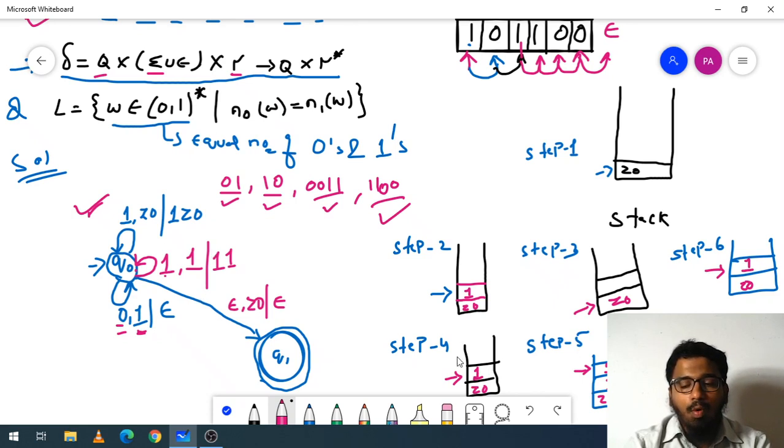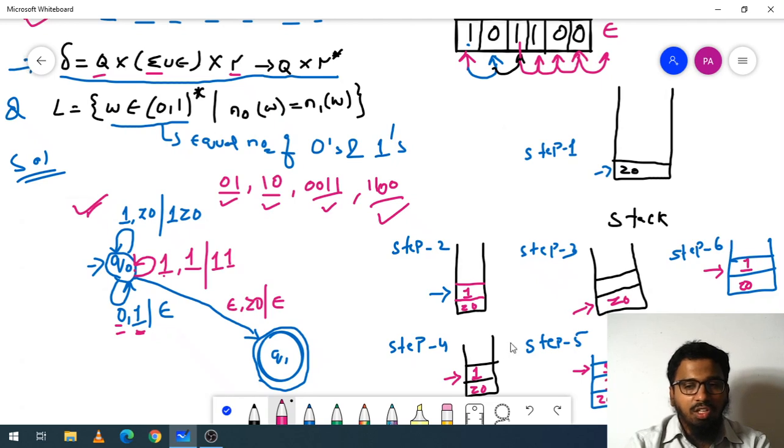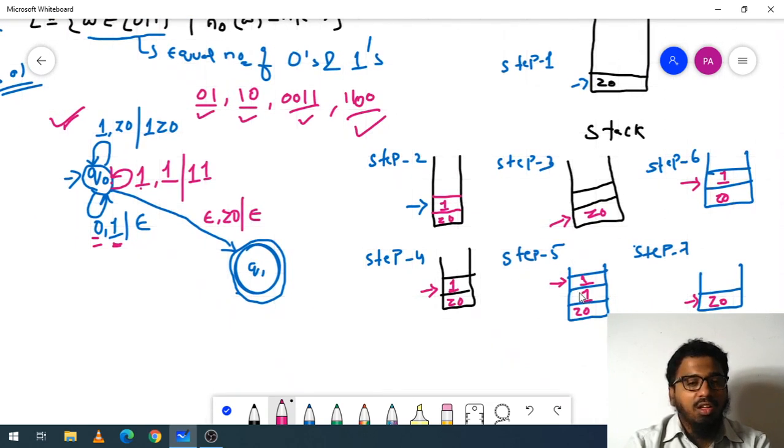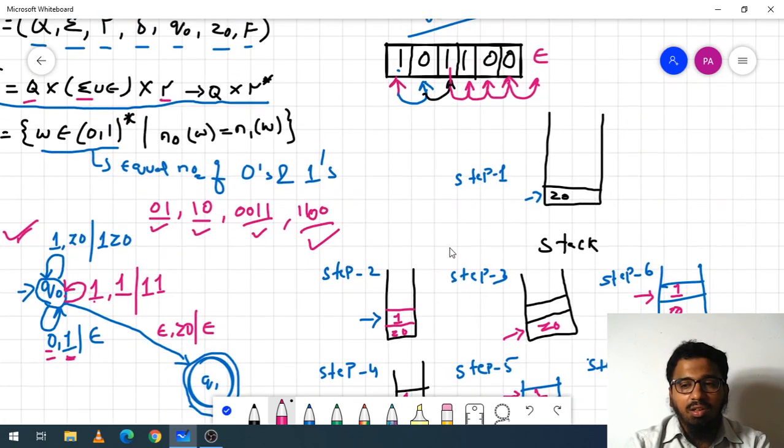Then we are popping 1. What is the header in the stack? We are taking out 1, and again we are adding 1 1. We are adding this 1 and we are adding again this 1. Okay, so this is about step 5. And what is step 6?